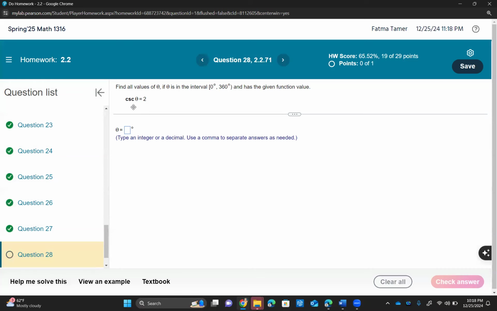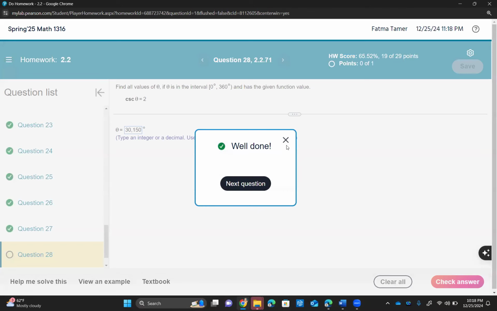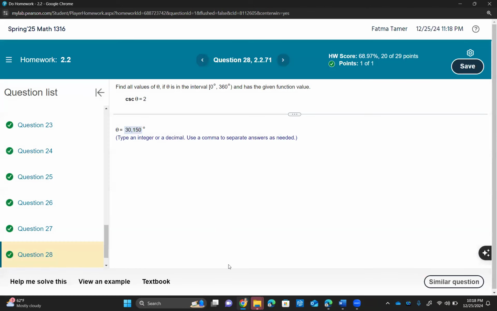We had this question before, I believe. If cosecant is 2, sine must be 1/2. If sine is 1/2, that belongs to 30 degrees and 150 degrees for this question. And this is the end of section 2.8.